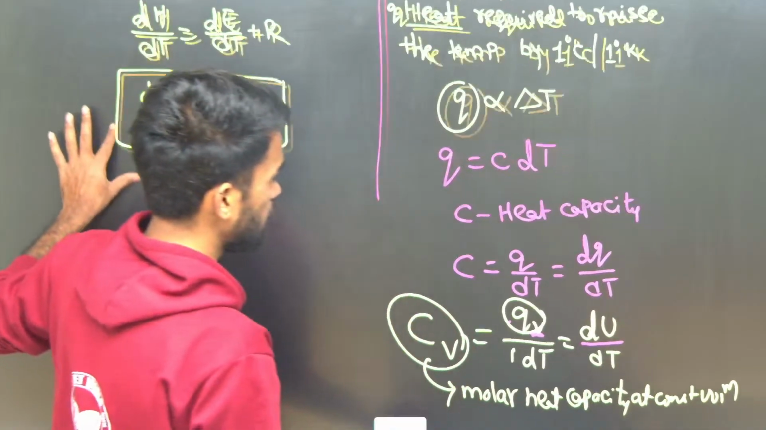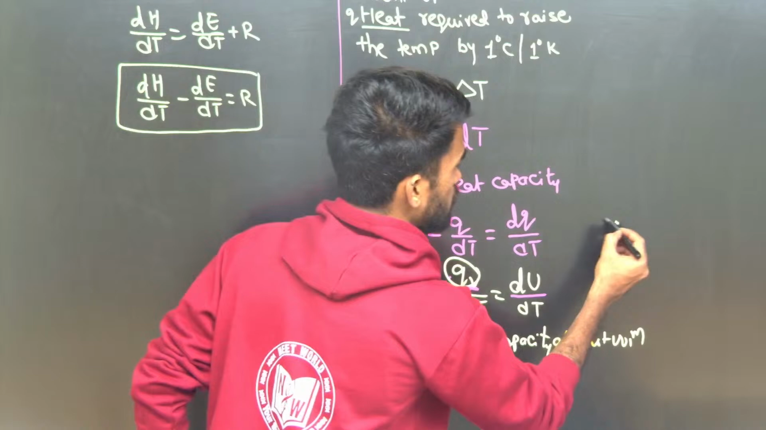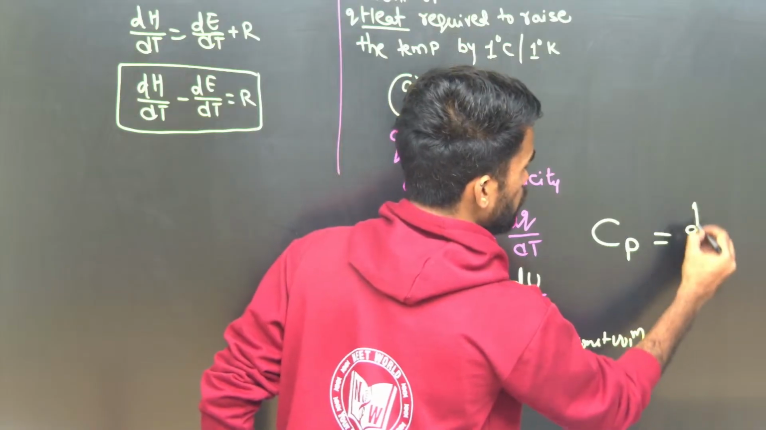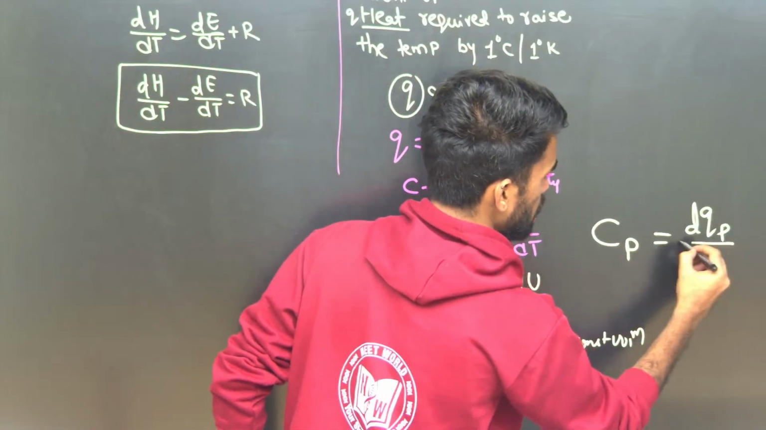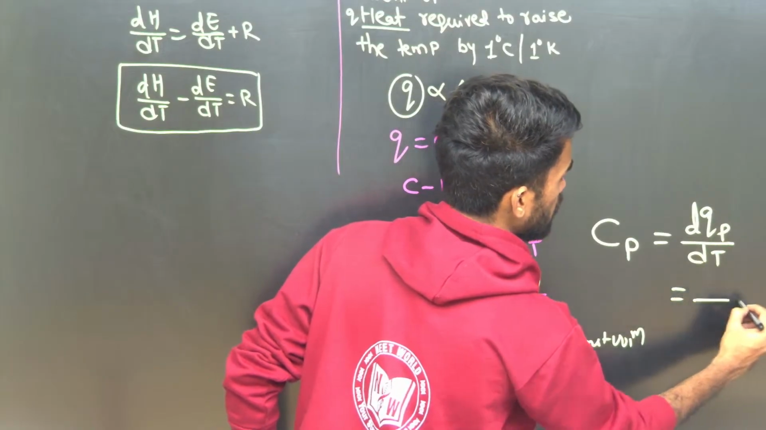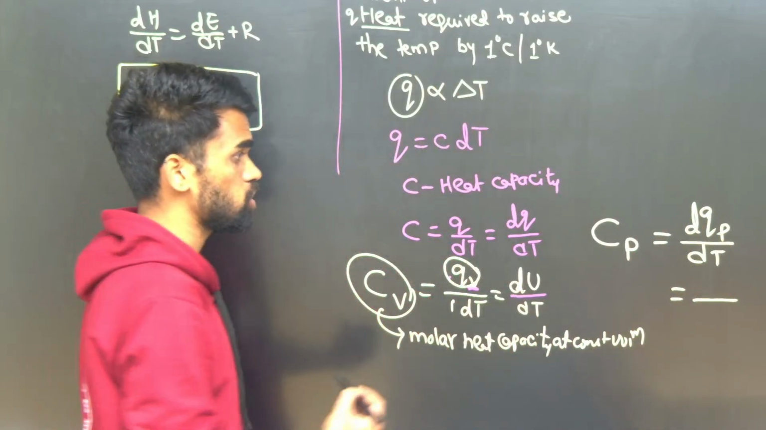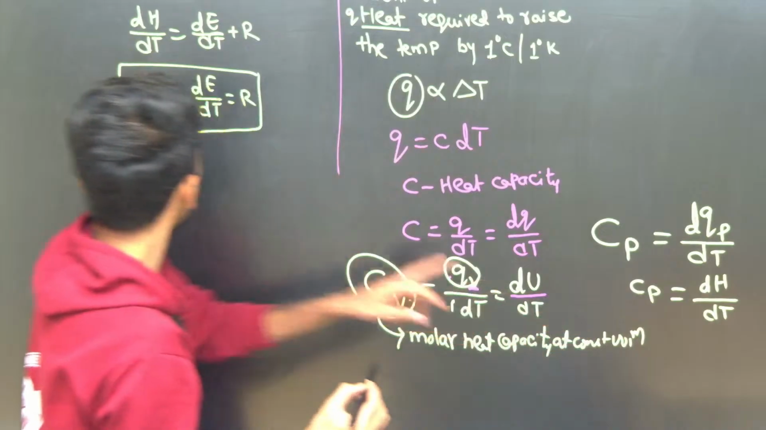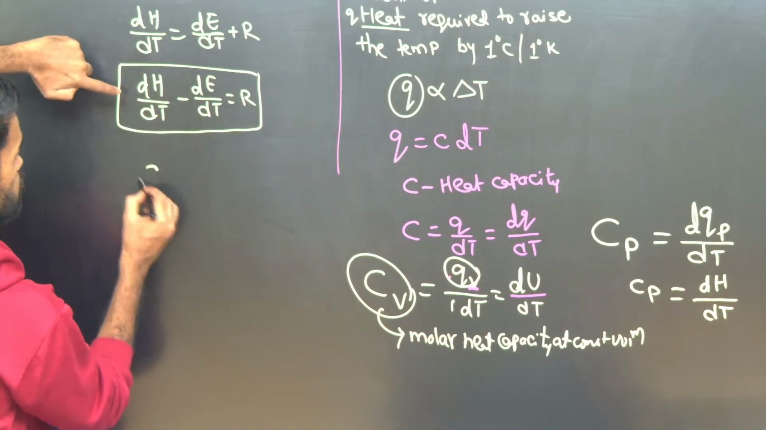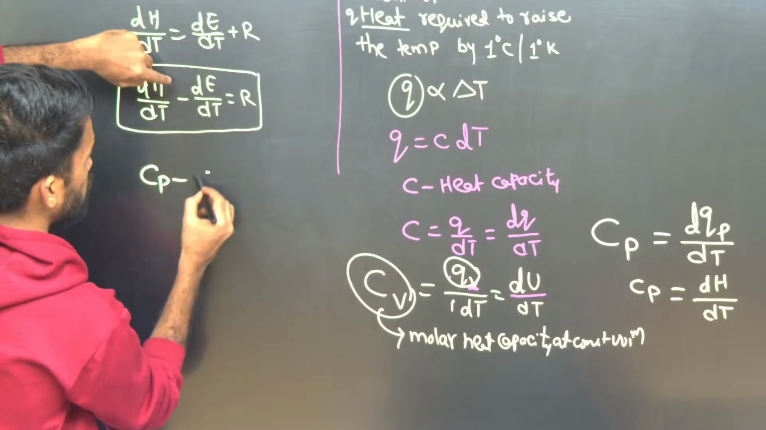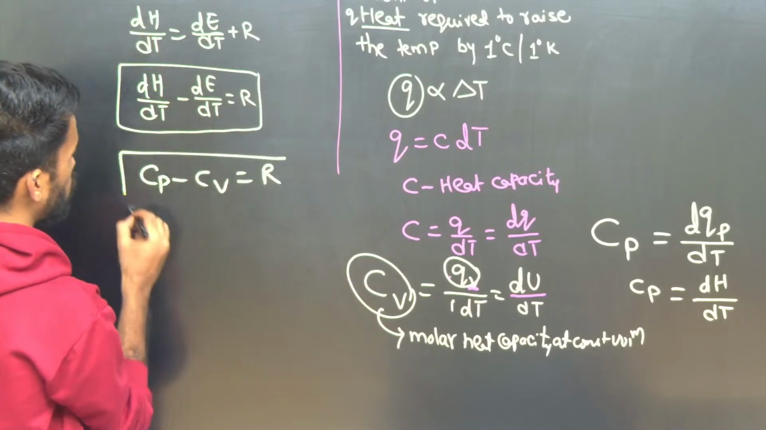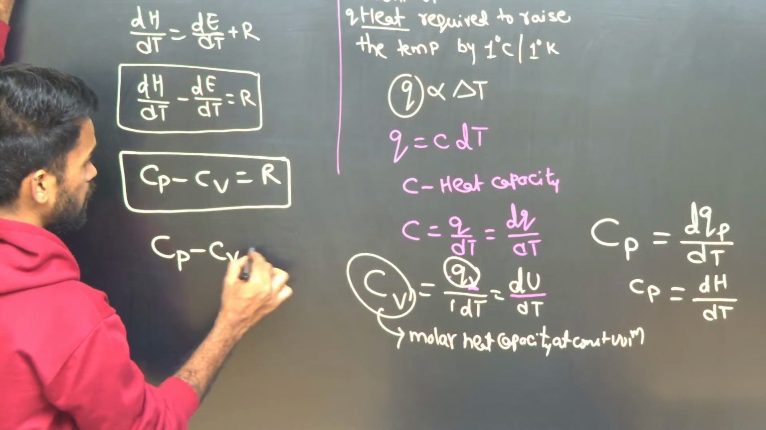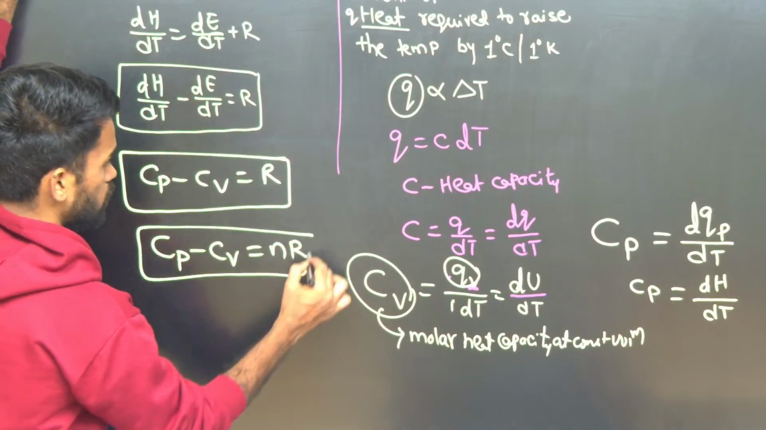In a similar manner, for the molar heat capacity at constant pressure, I should call it Cp, dQp by dT. dQp means the heat content of the system measured at constant pressure, which I can indicate with dH. So dH by dT is equal to Cp, and dE by dT is Cv, so Cp minus Cv is equal to R. This is for 1 mole of an ideal gas. For n moles you can write Cp minus Cv equals nR.